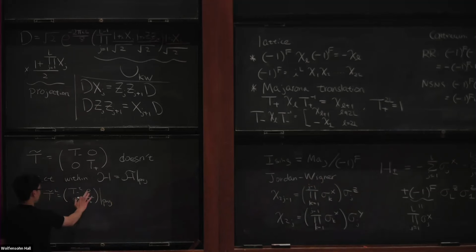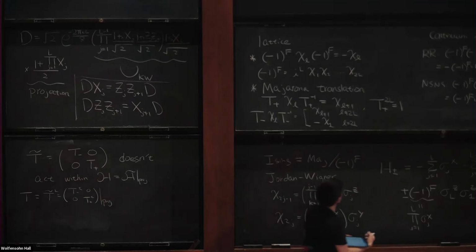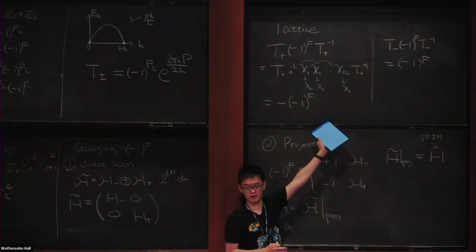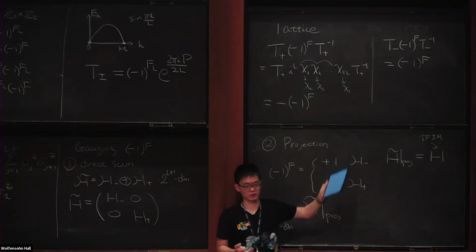But if you think about it a little bit, we're being a little bit too harsh, right? The reason that this operator T tilde doesn't act within the projected Hilbert space is because T plus anti-commutes with the projection operator (-1)^F. Right? It's because in the algebra, where is it? There. It's because of this minus sign. But T minus did nothing wrong. T minus commutes with (-1)^F.